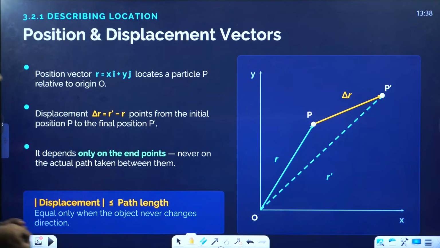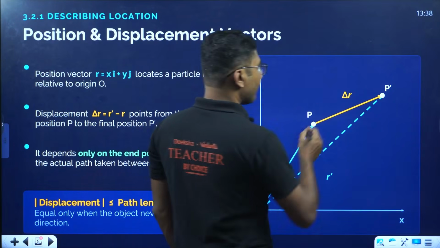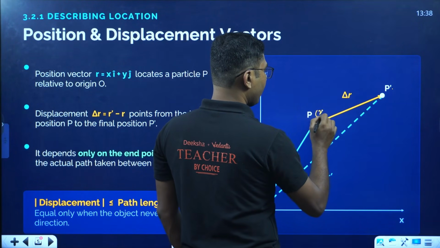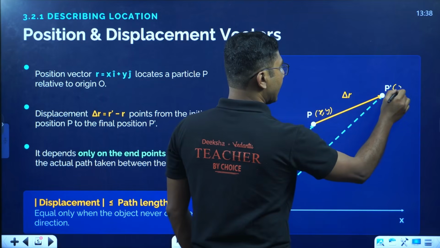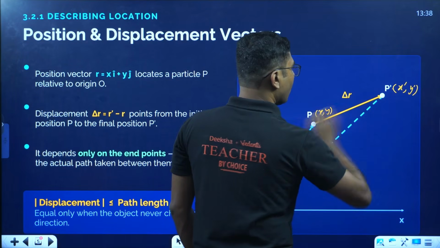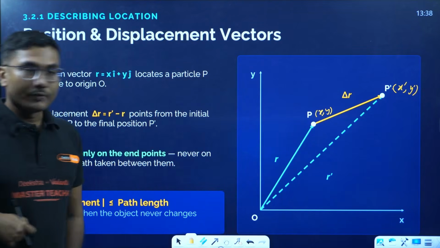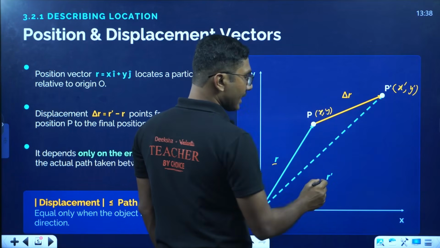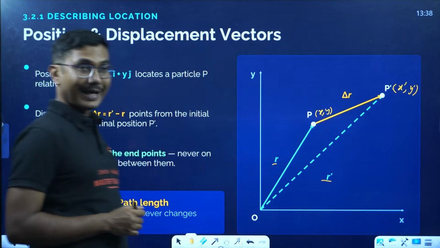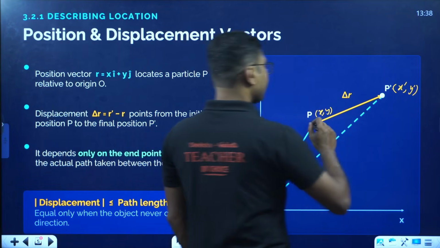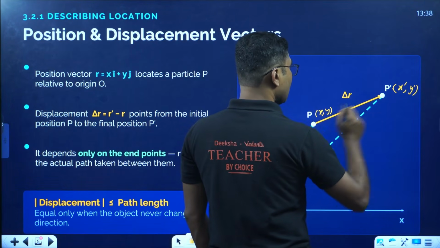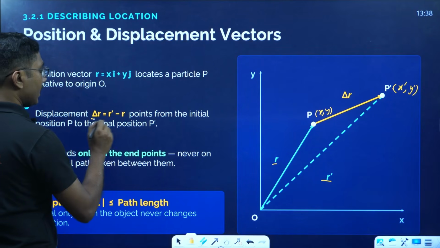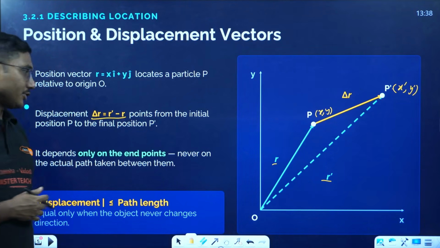Now suppose we have 2 points P and P dash, one is x comma y, another is x dash y dash. Those are two different points. So when you take their position vectors, they will be different. One is denoted by R, another one is denoted by R dash. So if you are trying to find the distance between these 2 points, there is a way to do that in vector geometry, which is basically the subtraction of vectors.